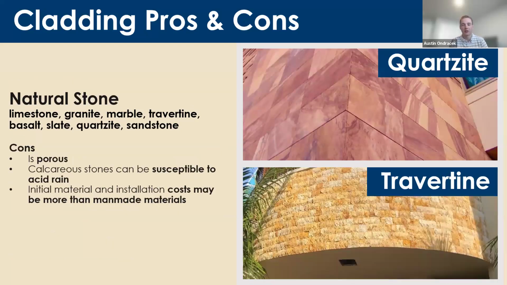Just as with any product, there are also pros and cons to everything. In this case, natural stone is no enemy to that. It can be porous depending on how it's installed. It can be susceptible to things such as acid rain. So in a vertical application, it might be okay, but in a horizontal application, you could have some issues with that. So just make sure you take all those things into consideration when speccing and installing these different types of products.